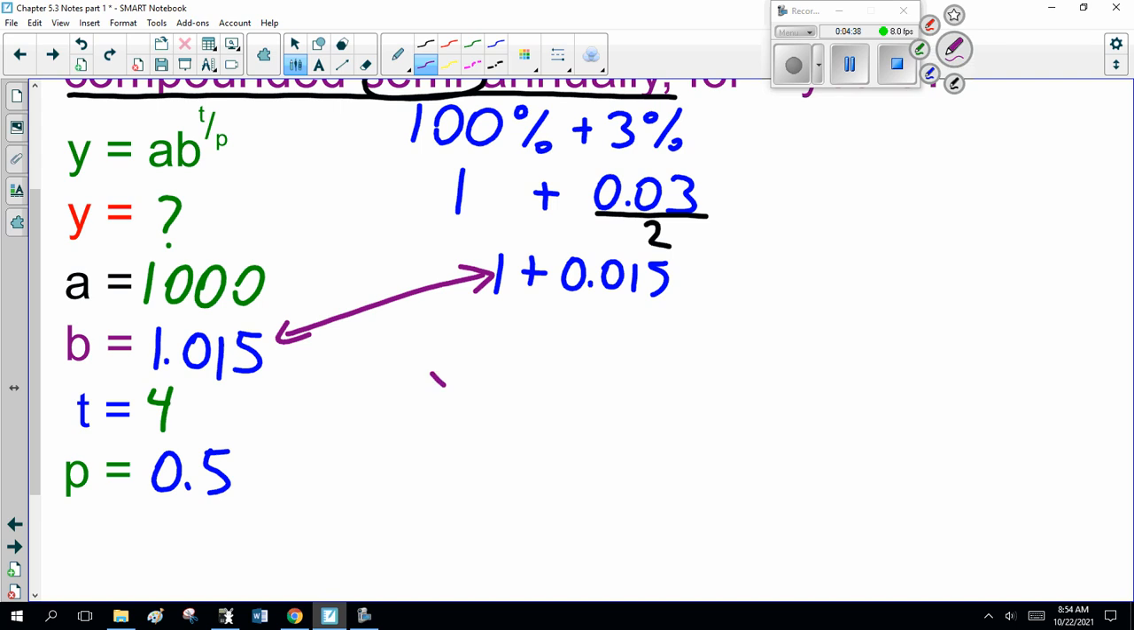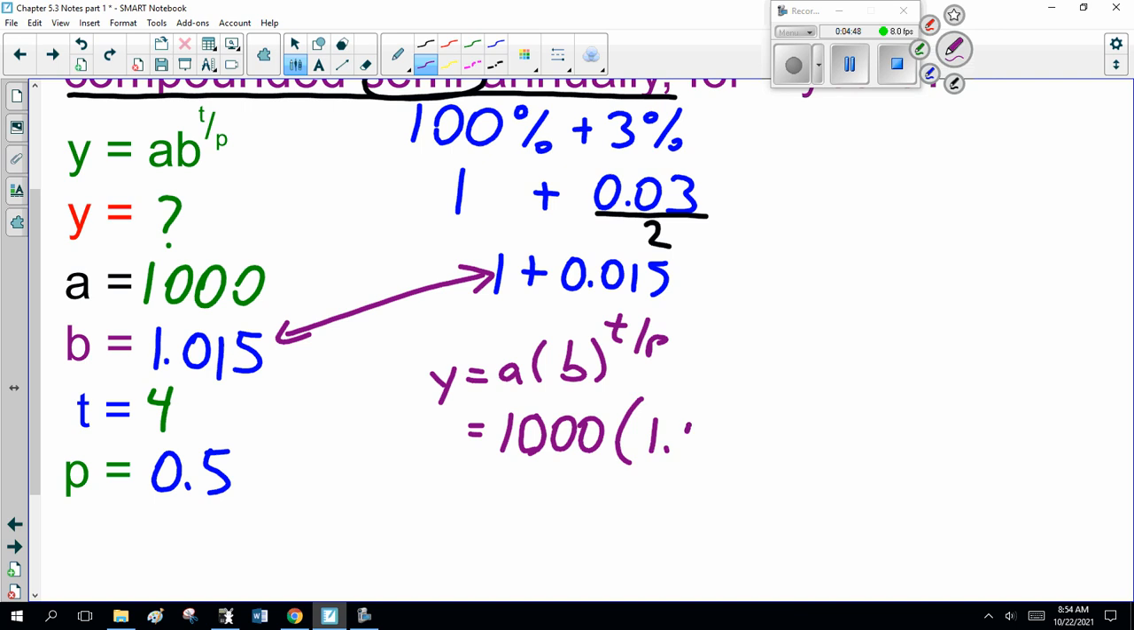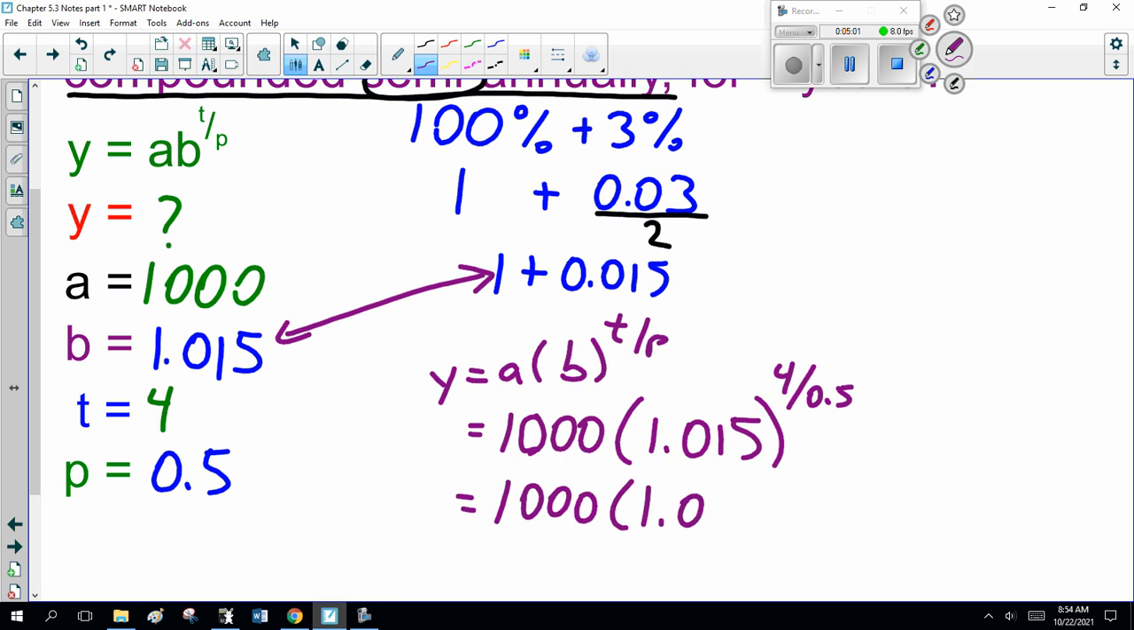And this hurts. So y equals a b to the t divided by p. This is $1,000 times 1.015 to the 4 divided by 0.5. And yes, a bunch of you are going to go, that's 1,000 times 1.015 to the 8.